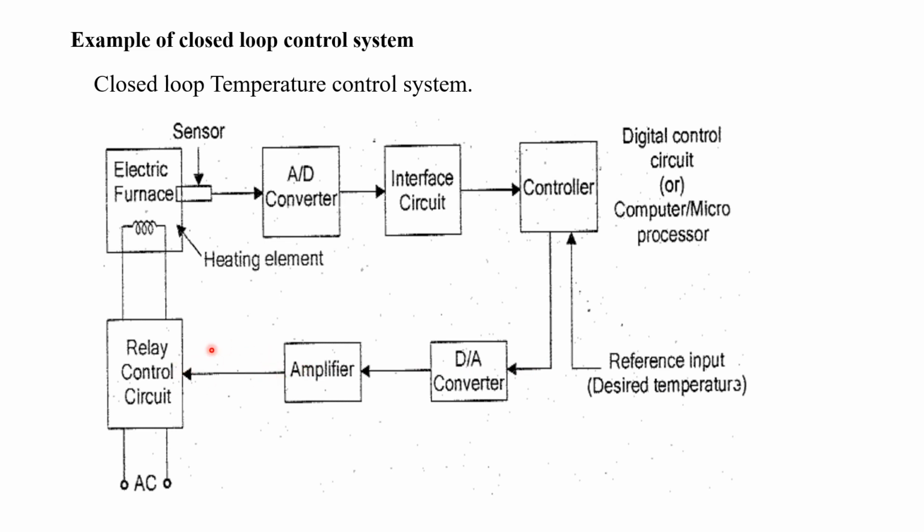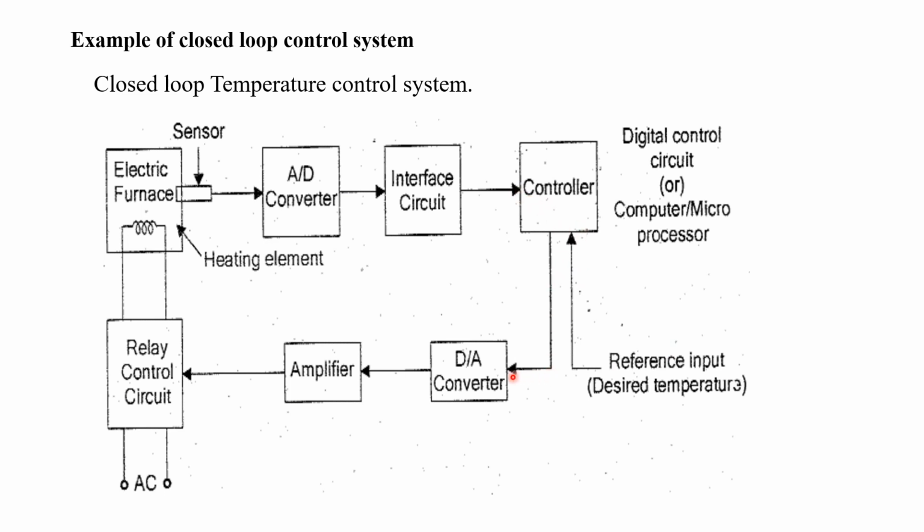Because of this error signal, the switch will be in the on condition. Okay, when the switch is on, what happens? AC supply will be directly connected to the heating element and the heating element gets heated. The temperature inside the furnace gets increased. Now suppose the temperature reaches 1000 degrees Celsius. The sensor will measure the temperature as 1000 and this 1000 will be given to the controller, which also receives the reference input as 1000 degrees Celsius, and the difference between these two will be 0.